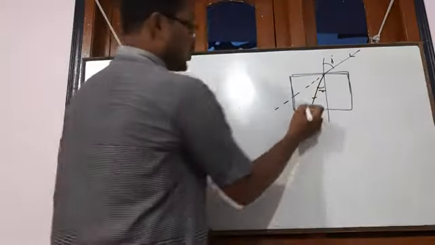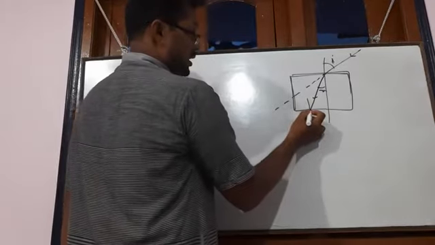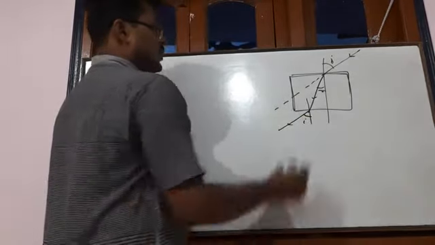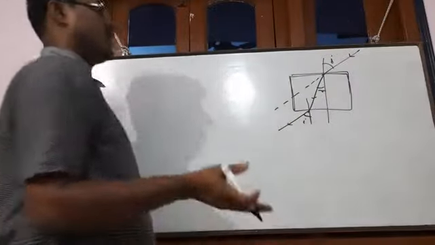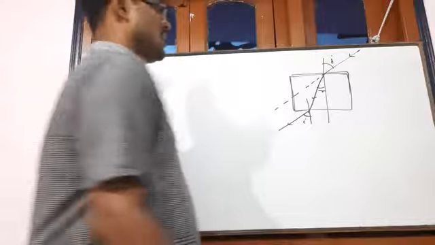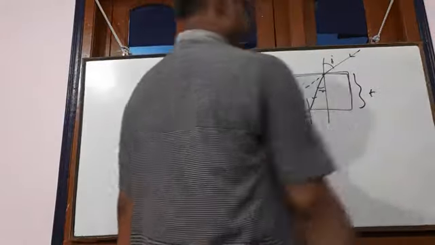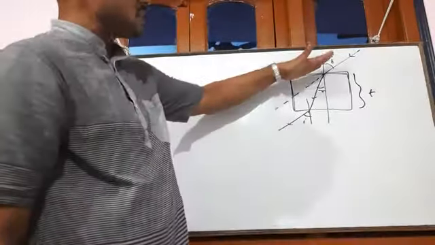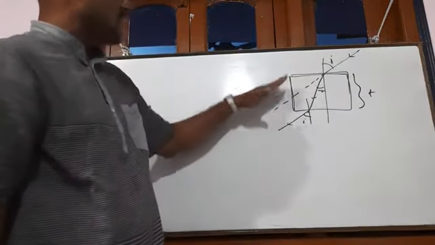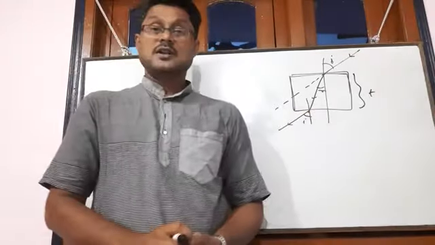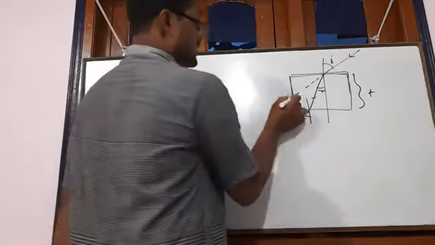Now when it goes out from the plate, again it will move away. So this angle is I. Now you see this incident ray and that emergent ray are parallel to each other, and this is the thickness T. So what is the shift? This is the incident ray, this is the emergent ray, they are parallel, but there is a perpendicular distance between these two. This is called shift. Let this be the shift.